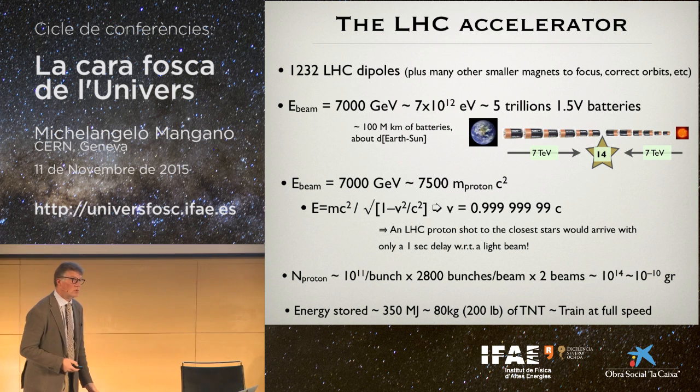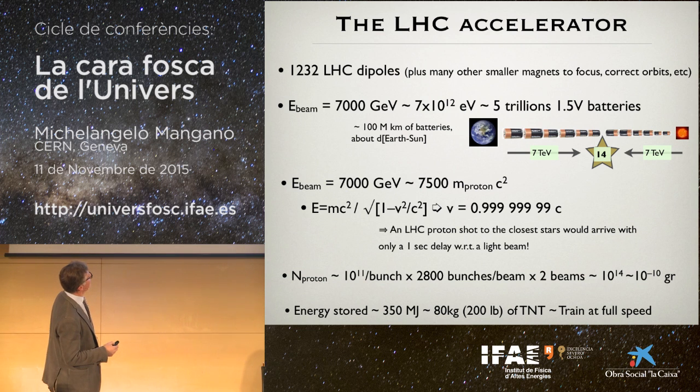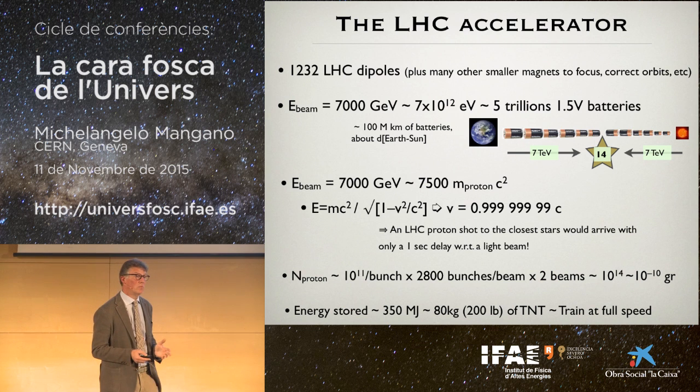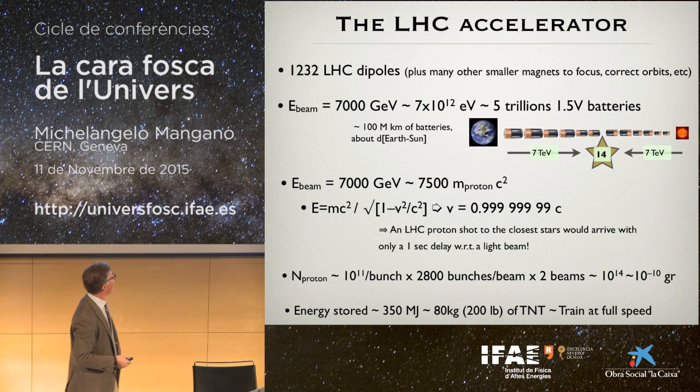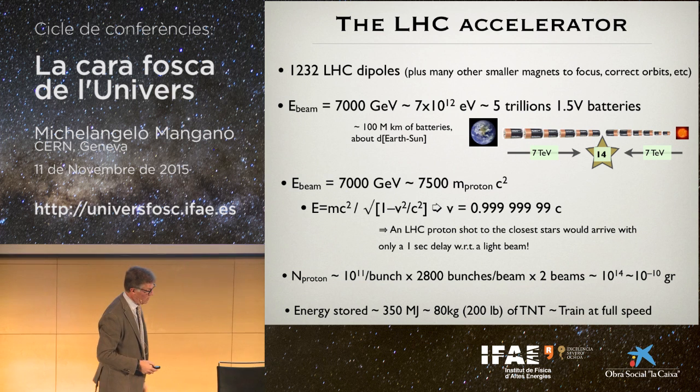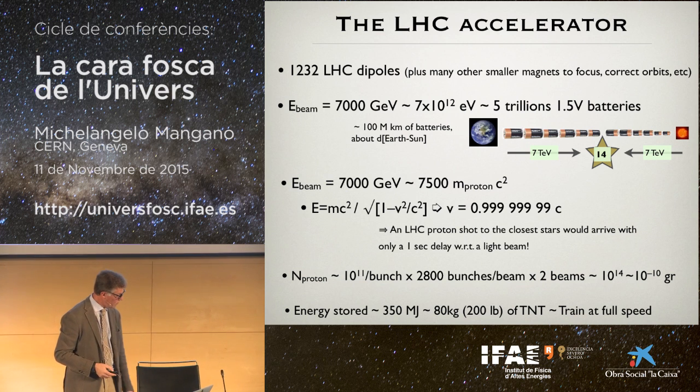Because if you really wanted to use 1.5 volt batteries, looking at the number, and you put them one next to the other, you would have about 100 million kilometers, which is the distance between the Earth and the Sun. So if you were naive enough to build an accelerator like that, you would need to fill up batteries between here and the Sun, which is obviously not a very effective way of doing it.